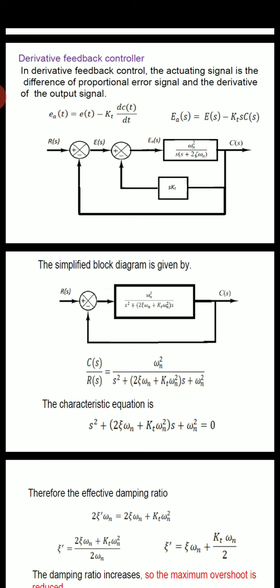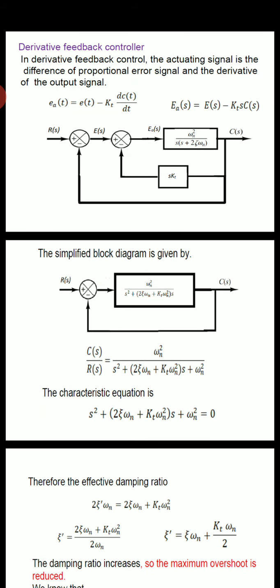We will write the transfer function for the minor feedback loop. That block is G(s), and the feedback we will take as H(s). G(s) divided by 1 plus G(s) into H(s) is for negative feedback. If it is positive feedback, then you will get 1 minus G(s) into H(s). This is the simplified block diagram. We have simplified the minor loop.